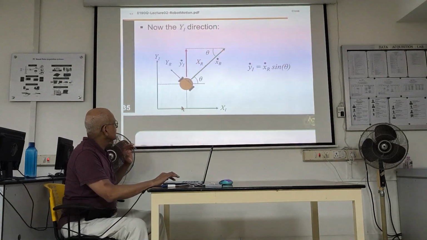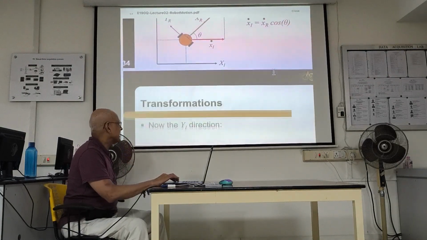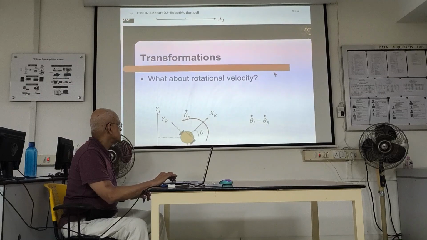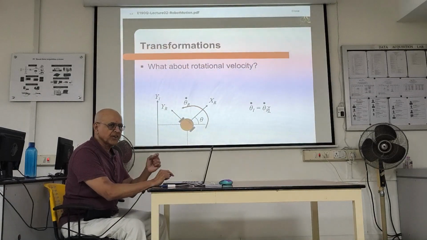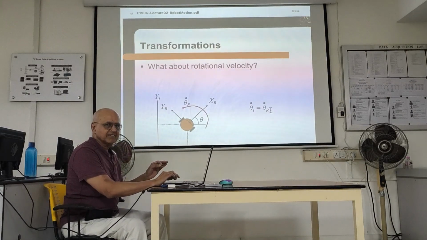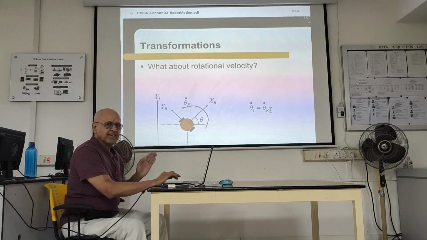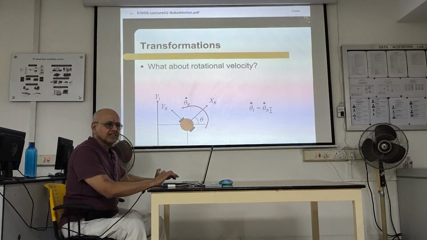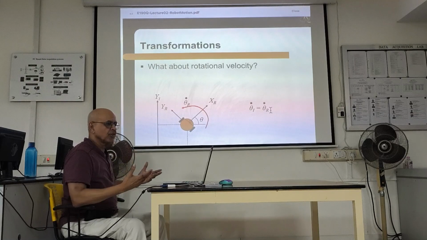Not the x and y. The x and y have these equations. But the rotation rate is identical. So theta I dot is the same as theta r dot, and that's what we call omega. You have to remind yourself, theta r dot is nothing but omega. X r dot is nothing but v. Y r dot is 0 because a differentially steered robot is not capable of moving sideways unless somebody hits it from the side. We are talking about normal motion.